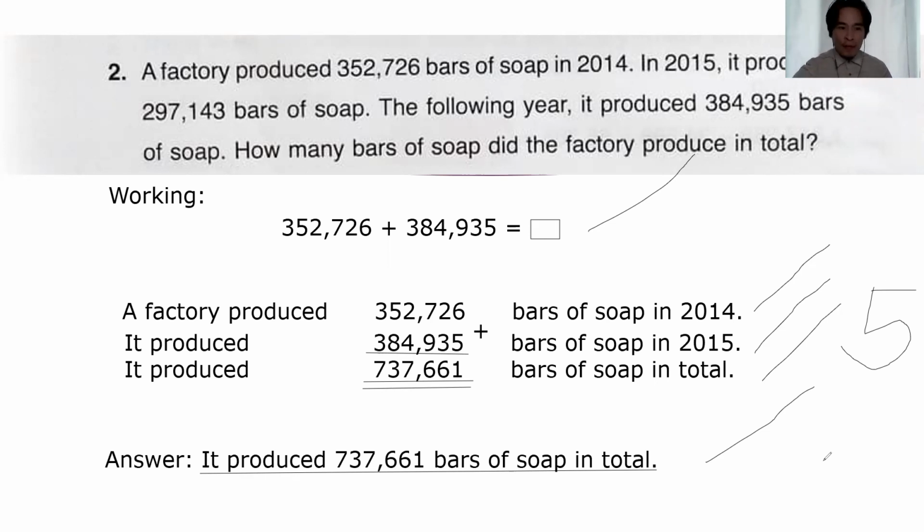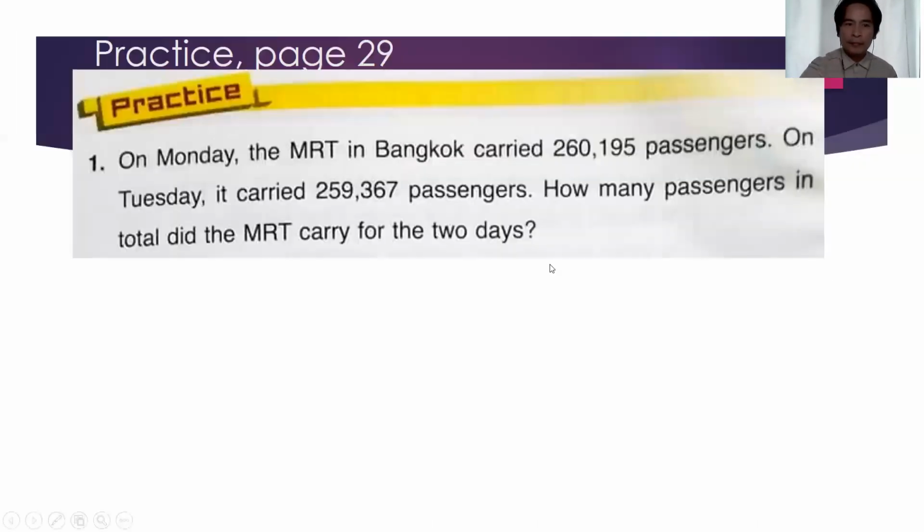Okay, let's go back to number 1. I'm going to count backwards. 10, 9, 8, 7, 6, 5, 4, 3, 2, 1. Let's go back to number 1. On Monday, the MRT in Bangkok carried 260,195 passengers. On Tuesday, it carried 259,367 passengers. How many passengers in total did the MRT carry?